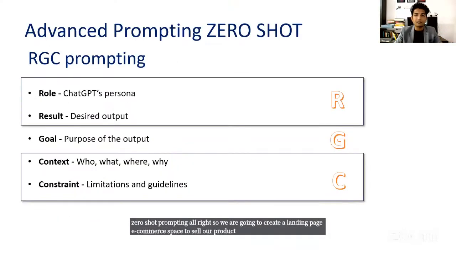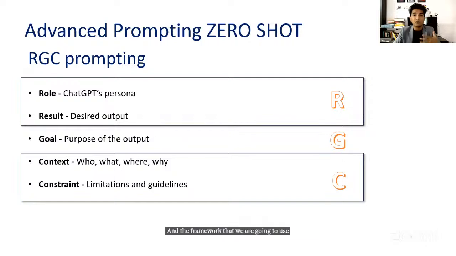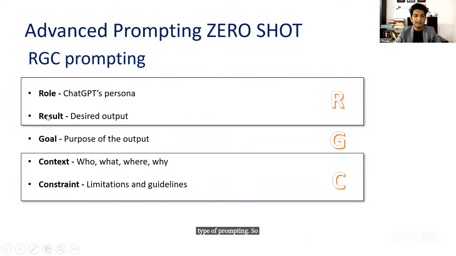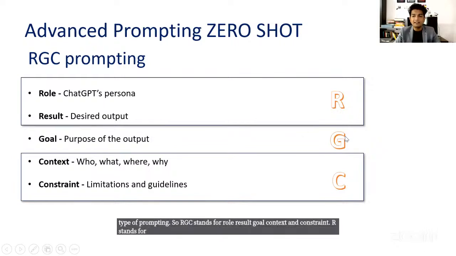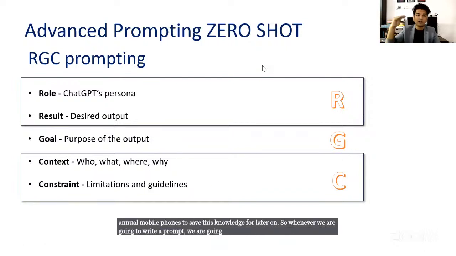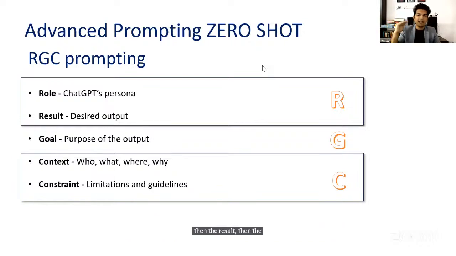And the framework that we are going to use is RGC prompting. That means role, goal, and context type of prompting. RGC stands for role and result, goal, context and constraint. R stands for role and result. G stands for goal. C stands for context and constraint. So please take a screenshot of this if you are on your laptops and your mobile phones to save this knowledge for later on. Whenever we are going to write a prompt, we are going to write it in a framework, like we are defining the role, then the result, then the goal, then the context and constraints.